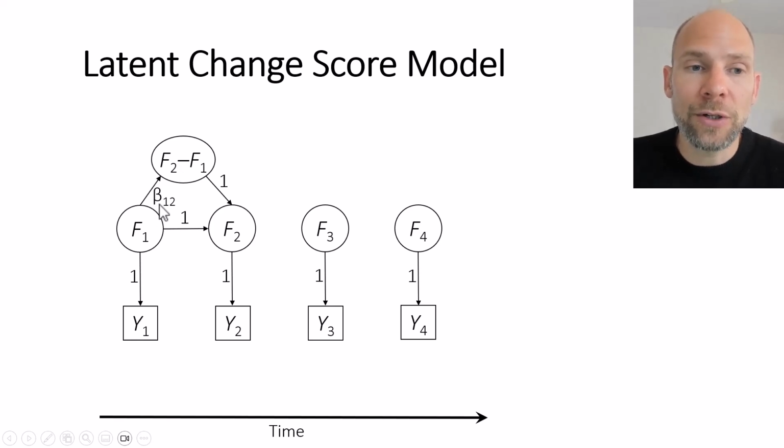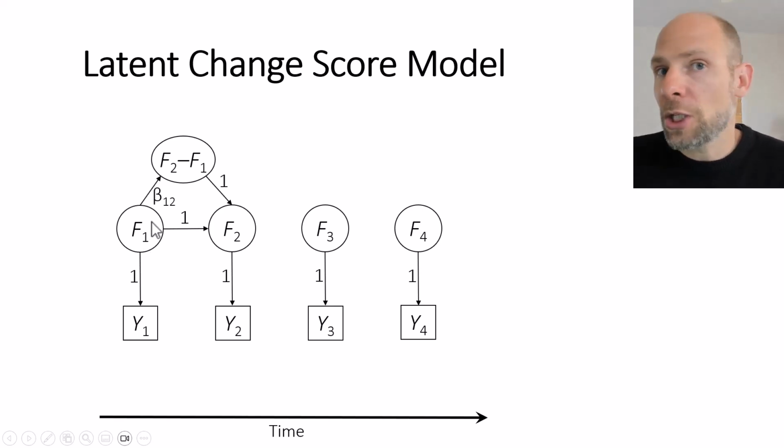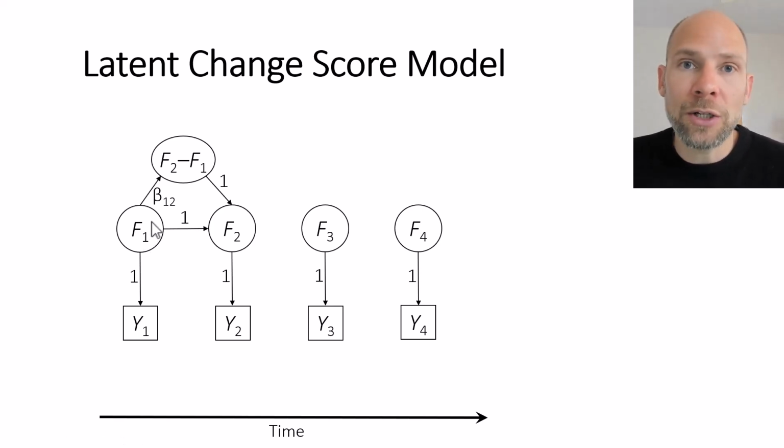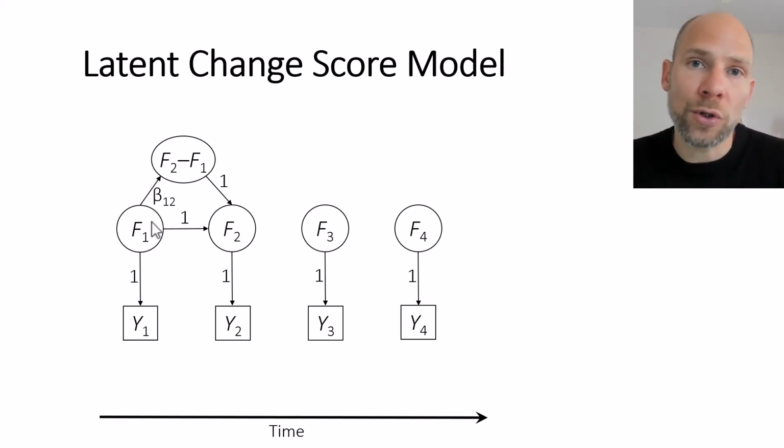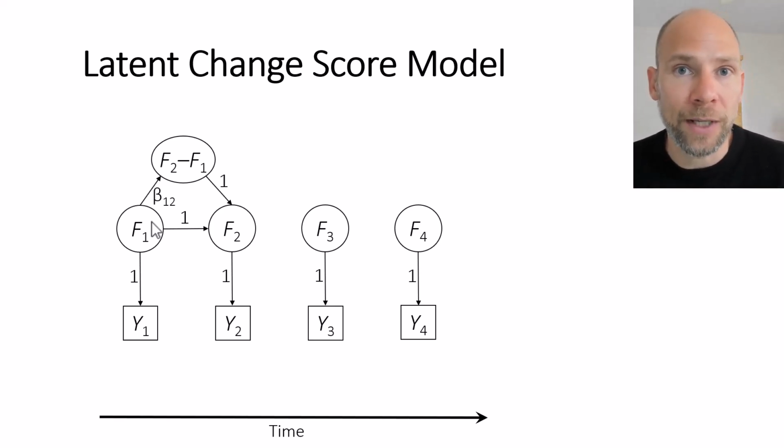latent path coefficient beta 1,2, so that changes can depend on the previous state. So whether somebody changed a lot or not so much might depend on what score they had at time 1. And that parallels what we do in the growth curve model, where we allow the intercept factor and the slope factor to be correlated. Okay?